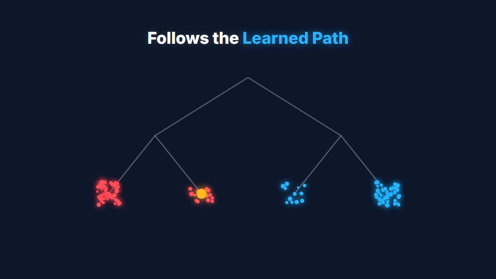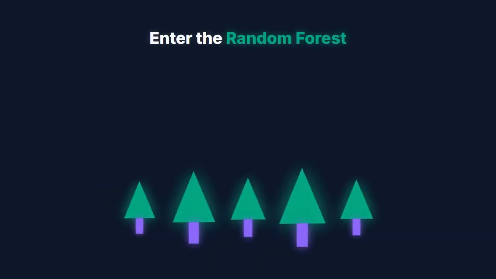That's the power of a decision tree. Complex decisions built from simple questions. And once you understand a single decision tree, you're ready for something even more powerful, random forest, where many decision trees work together instead of relying on just one.